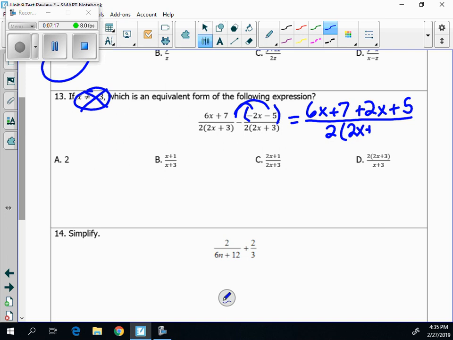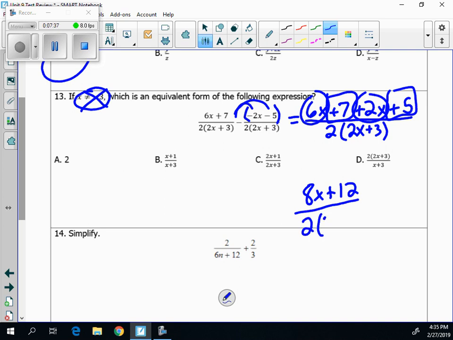Alright, so we have this, and now let's gather like terms up on the numerator. 6x plus 2x, those are your like terms. You have 8x, and then the 7, the 5, that's 12. And in the denominator we have 2 times 2x plus 3. Now we look, whenever you combine numerators, you have to look to see, can you factor it? Well, we can actually factor this numerator. 4 is the greatest common factor. 2x plus 3 over 2 times 2x plus 3.